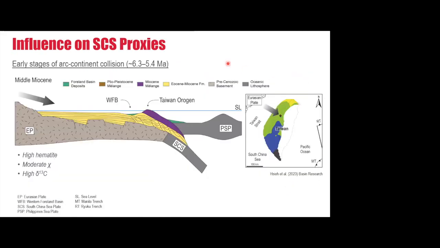So again, going back to this familiar figure, before the emergence of Taiwan in the Middle Miocene, sediment delivered to the South China Sea were largely derived from the Eurasian continent. And if you remember, the sediments are characterized by moderate magnetic susceptibility, high delta carbon 13 values, and also high hematite.